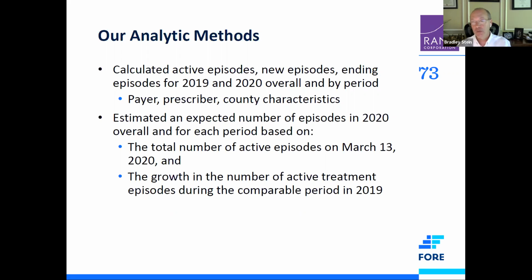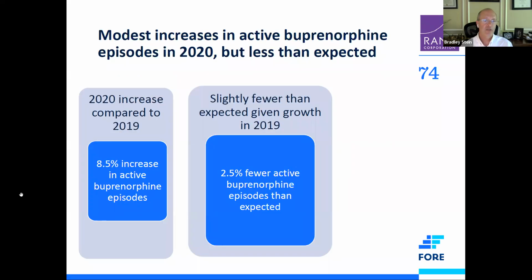Then we started at March 13th and said, okay, what did we actually see? And the discrepancy between what we actually saw and what we thought we'd see based on the same pattern in 2019 is what I'll refer to as expected episodes. So what did we learn? Next slide, please. So in 2020, compared to 2019, there was about an 8% increase in active buprenorphine episodes.